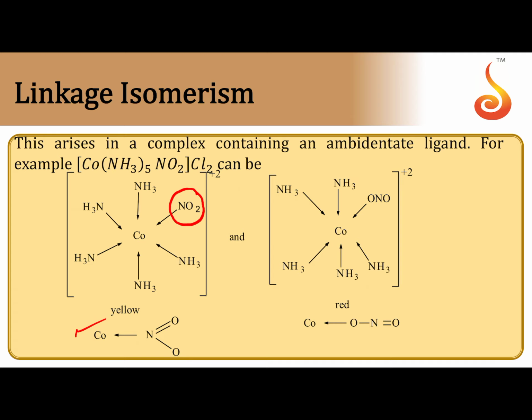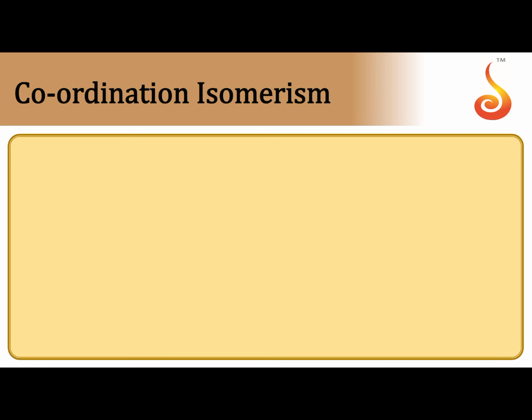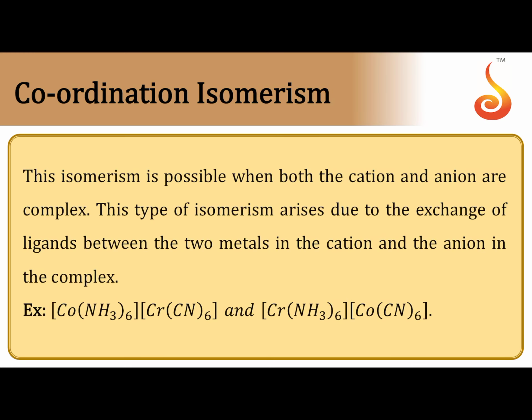This is nitrite N. In the second complex, through oxygen, it is attached to the central metal ion. That's why both are formed due to difference in the linking atom of the ambidentate ligand. Since two complexes are formed, they are called linkage isomers, and the phenomenon is linkage isomerism. Next, coordination isomerism. This is exhibited by polynuclear complexes.